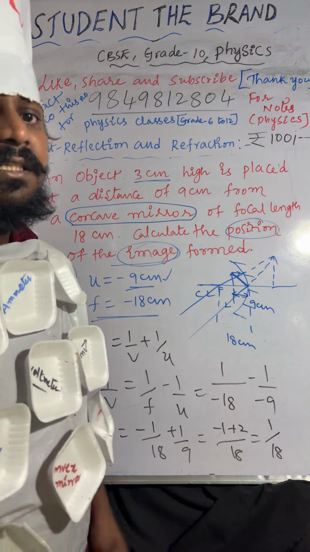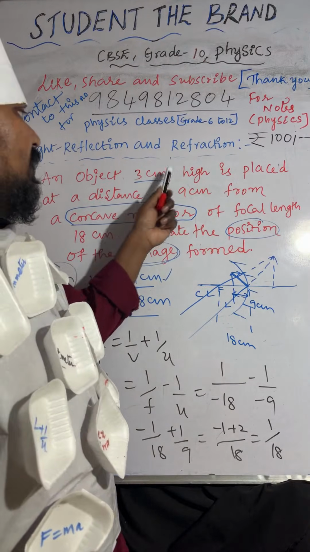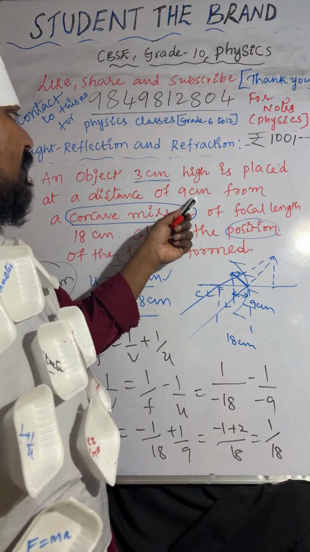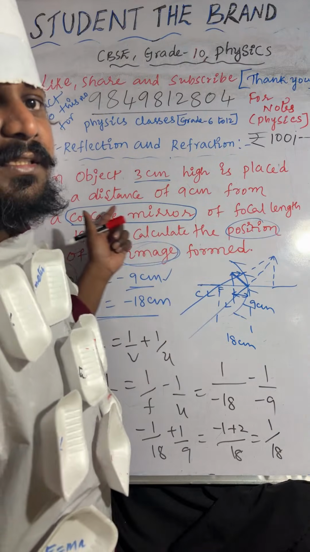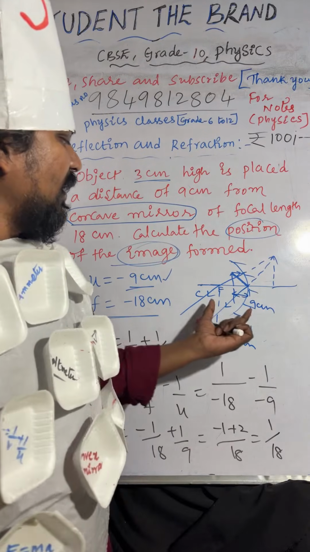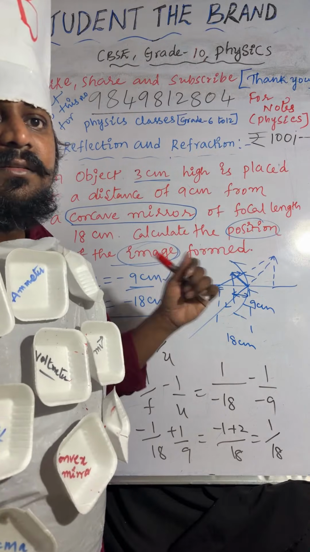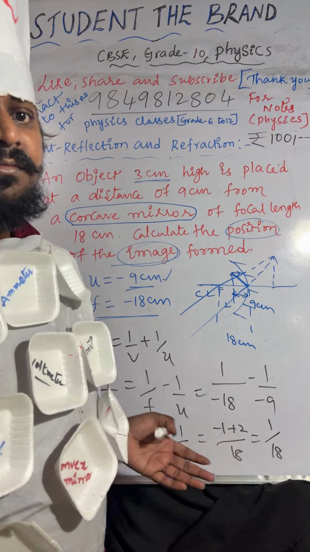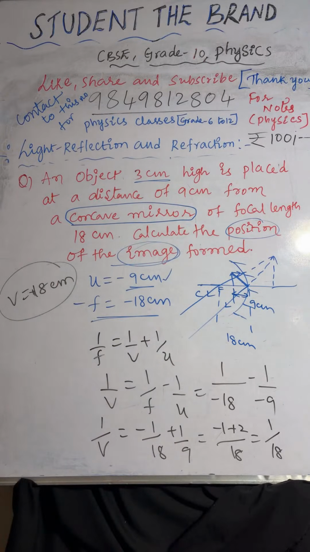If you have any doubt, just check once. It's very easy. First, identify: an object 3 centimeter high is placed at a distance of 9 centimeter from the concave mirror. And the focal length is given, 18 centimeter. Calculate the position of the image formed. So that is the answer. Any doubt? If you know the answer, let me know. Is it correct or wrong? Just check once.